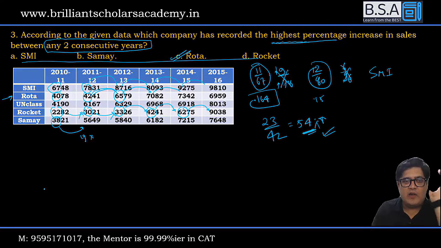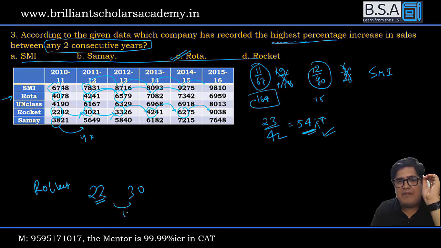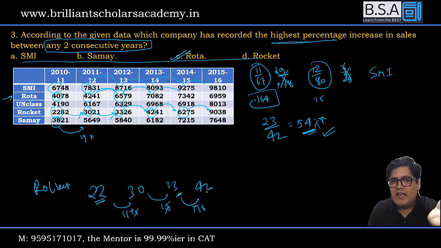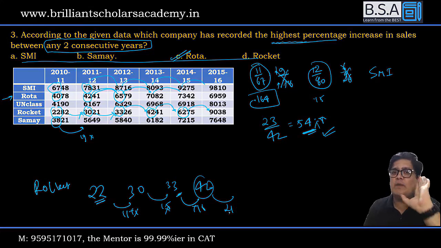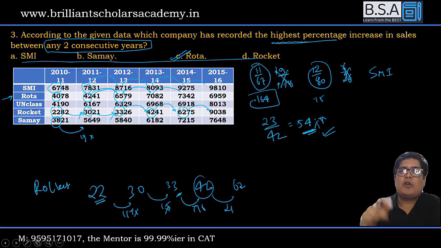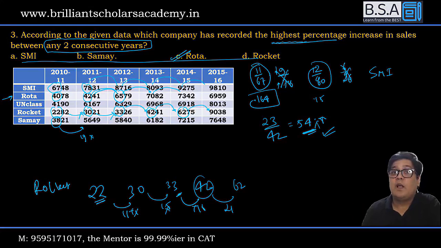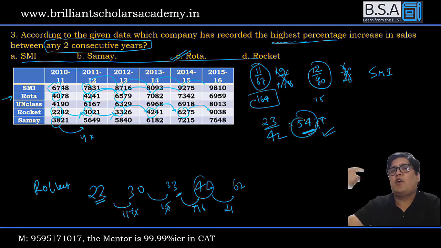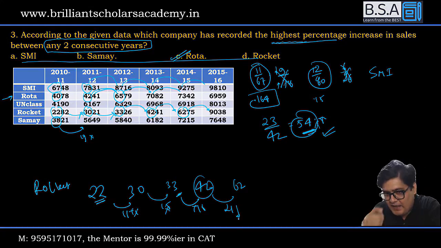I'll rewrite again. Let us talk about rocket. 22 is the number, 30 is the number. Half is 11. I can't see an increase of 11. Half of this is 15. The number is 33. Where is the half increase? 42, half of this is 16. Do you see an increase of 16? No. Half of this is 21. Now it's a little close. 21. The number is 62. In fact, I will be very careful with rocket and rota. Rota is 54%, which is more than 50. This one looks less than 50%. Move ahead.